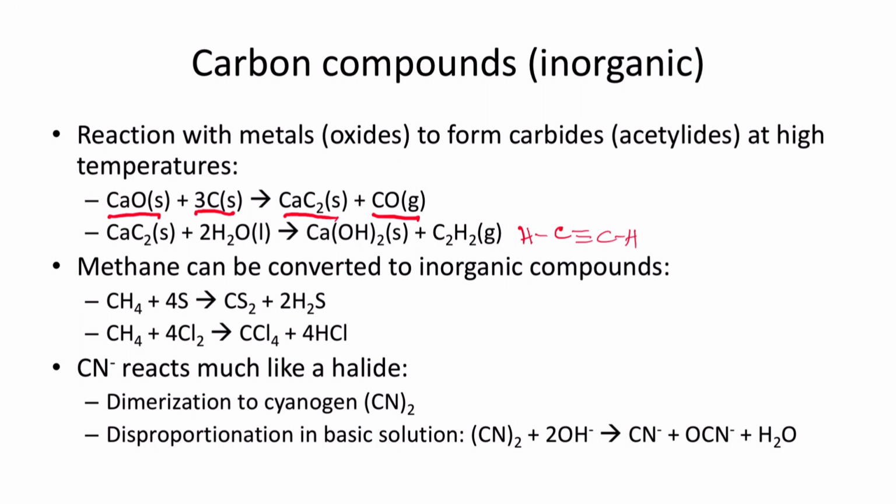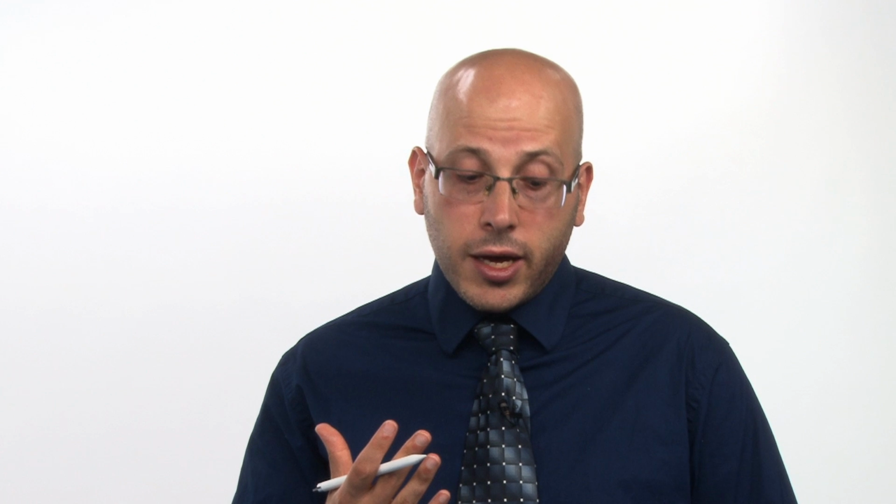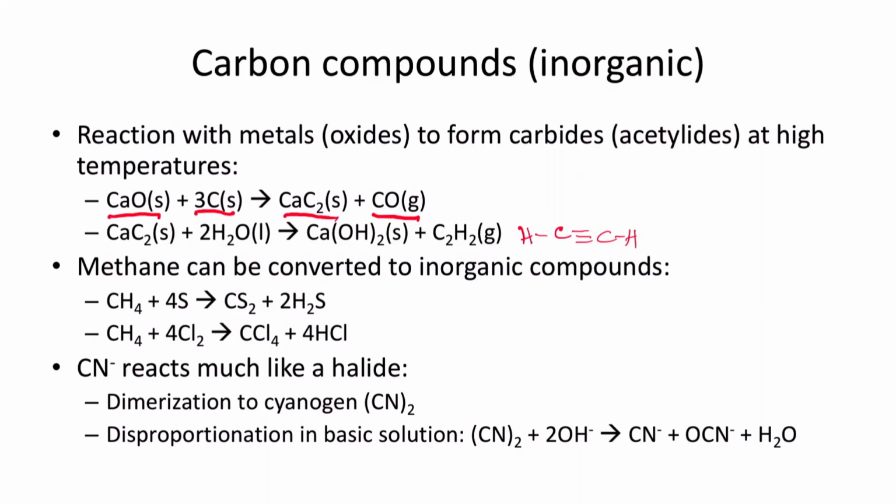Methane can also be converted to inorganic compounds. So for example, I can take methane gas and add sulfur to it to make carbon disulfide and hydrogen sulfide gas. Or I can look at methane and add chlorine to it to make CCl4, carbon tetrachloride, and HCl.